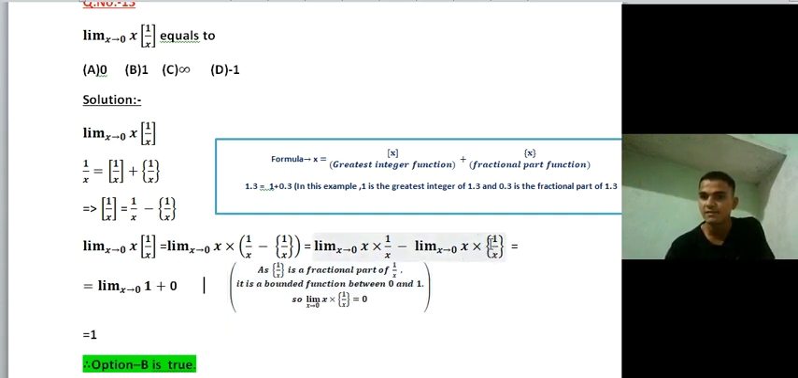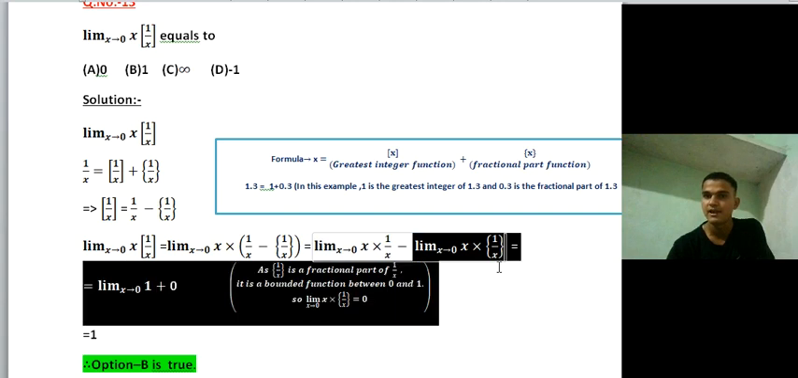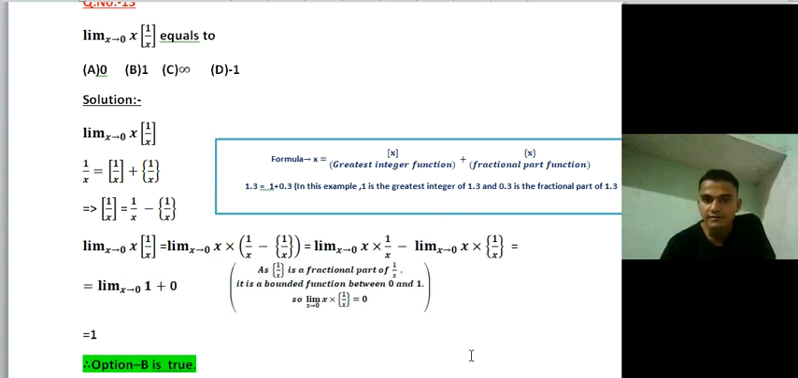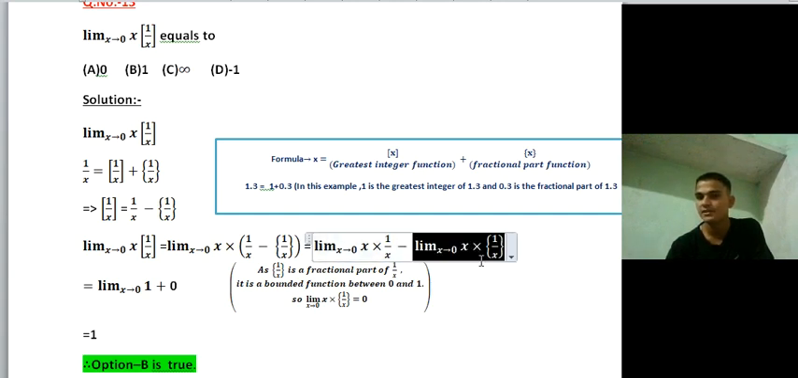0, because this is the fractional part, and obviously it is a bounded function. It is a bounded function between 0 to 1. Think about any proper fraction, 1 by 2, 1 by 4, 3 by 4, 1 by 5. It lies between 0 to 1. So as this is a bounded function, we will find out the limit of this. So as x tends to 0, 0 will be substituted there.